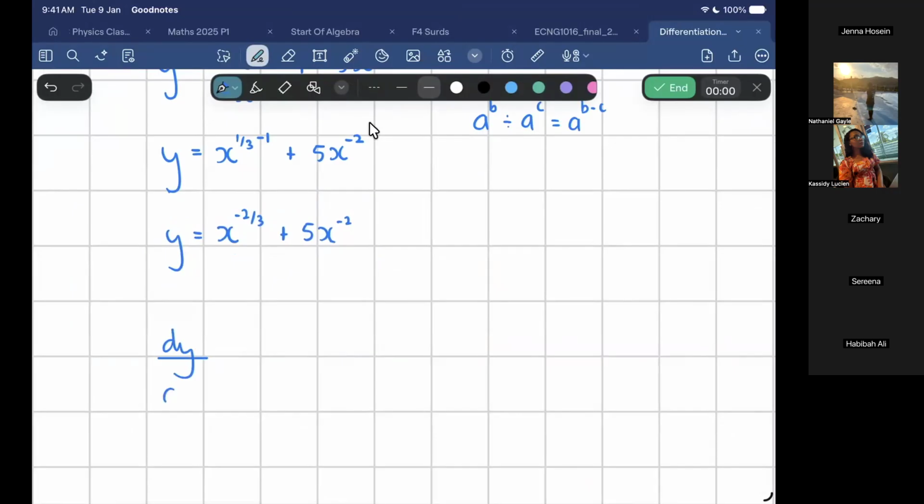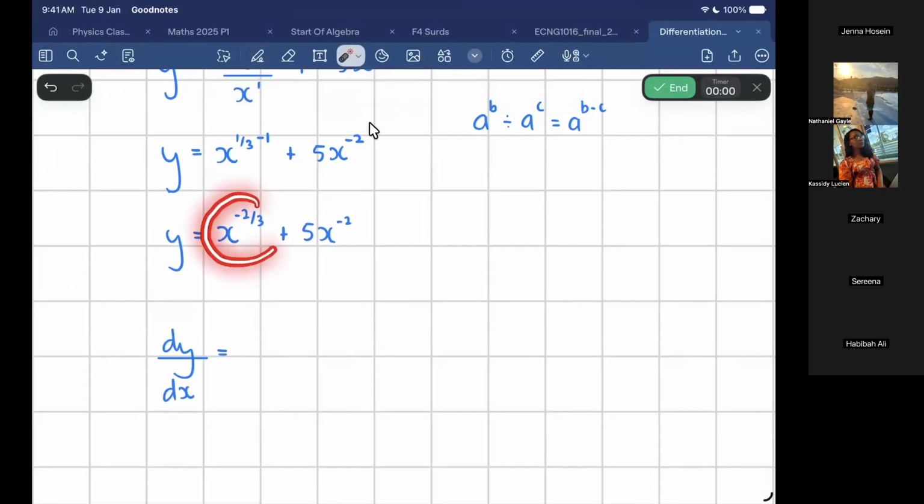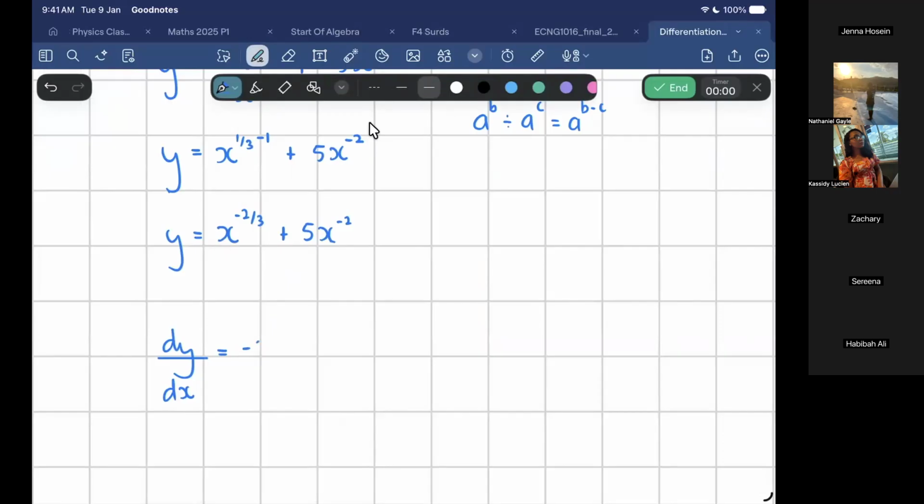So now we could differentiate. We're gonna call on Nathaniel. Nathaniel, tell me, how am I gonna differentiate this? You would multiply everything by minus 2/3. Right, so it's gonna become minus 2 over 3 x to what power?